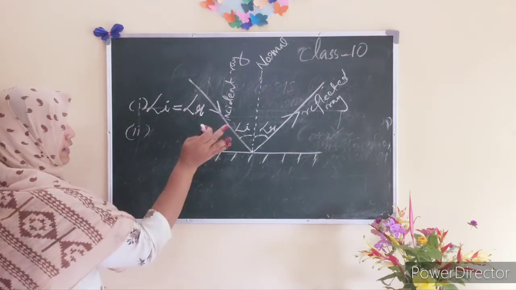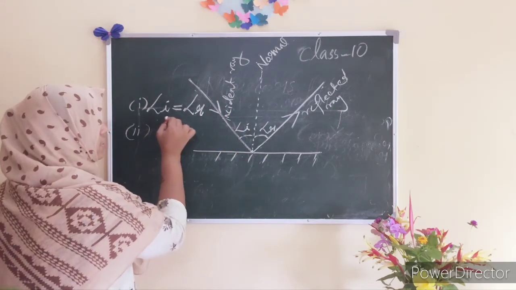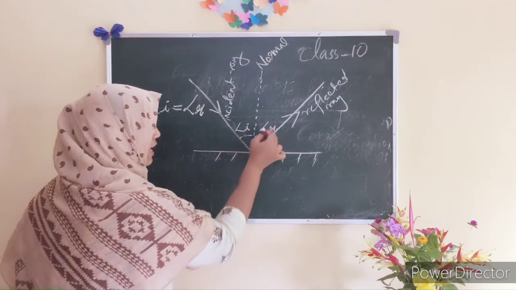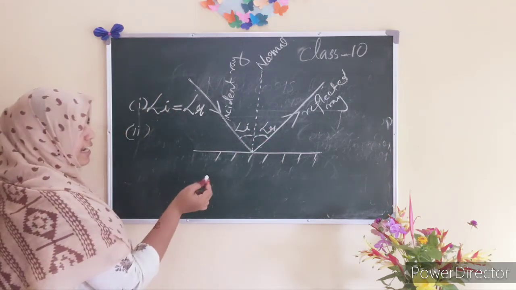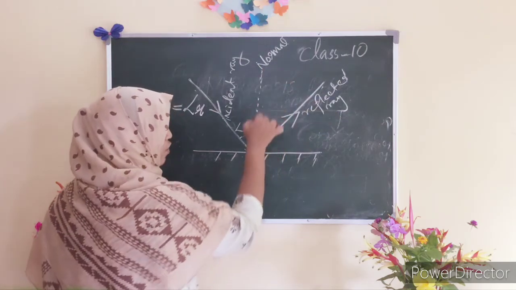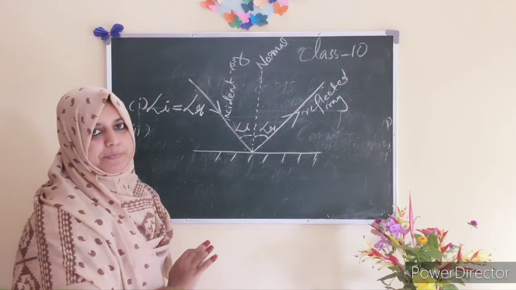Now again stating these two laws. First law is angle I, angle of incidence, is always equal to the angle of reflection. Second law, incident ray, reflected ray and normal to the surface lie in the same plane.